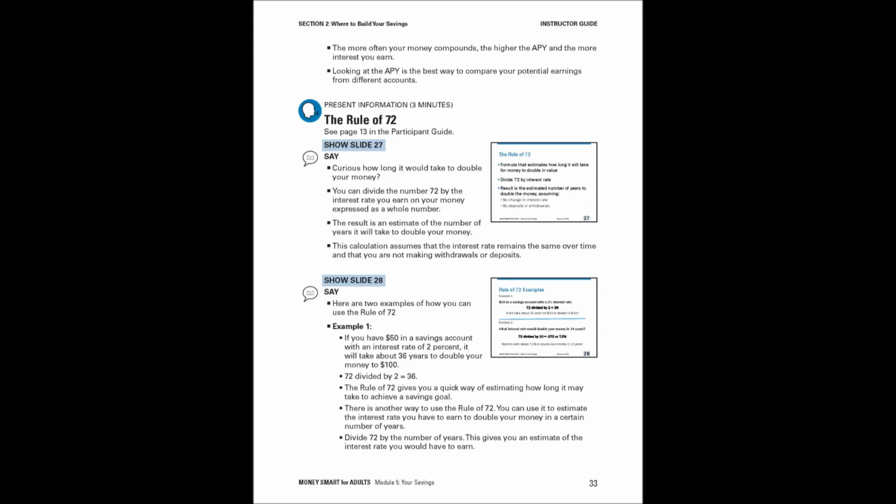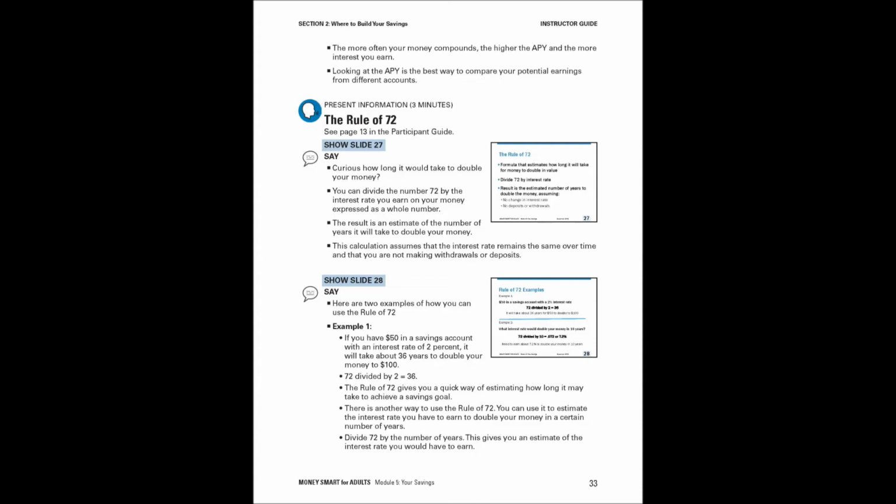And this is really about how long it would take to double the money. So you divide the number 72 by the interest rate earned on the money expressed as a whole number, and the result is an estimate of the number of years it will take to double your money. And so this is a very popular calculation, and it's very fun to actually look at this and to see how this is really impacting a person's ability to think about their saving.